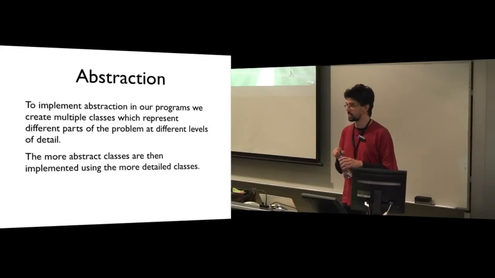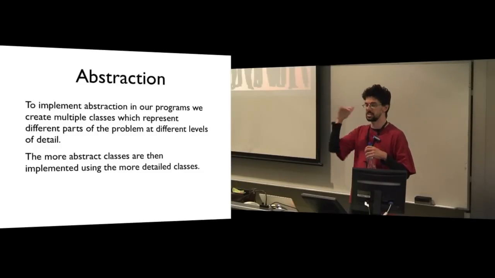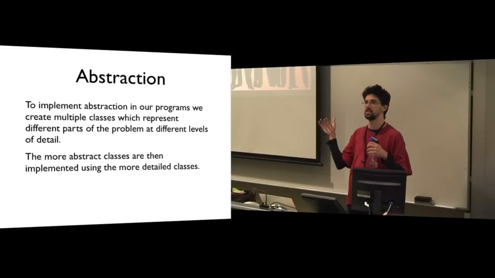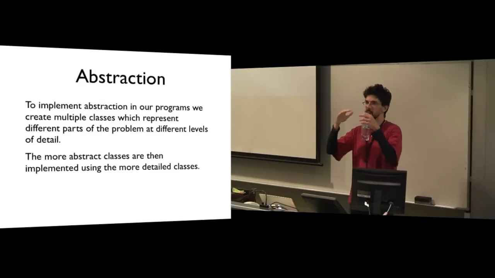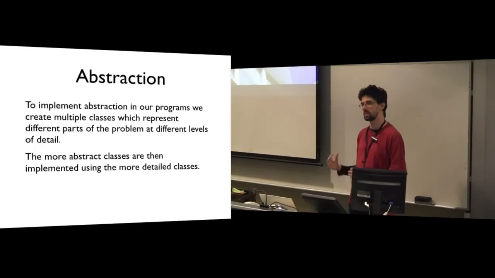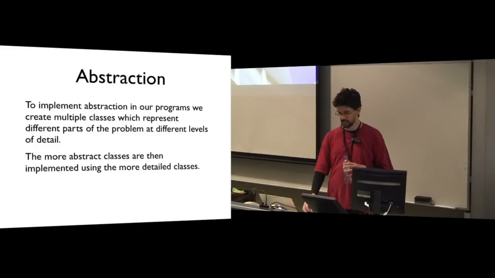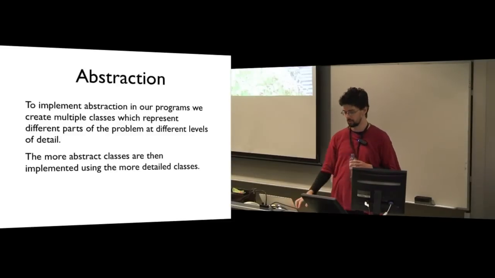So to implement abstraction in our code, we basically are going to be creating multiple classes. And each of those classes are going to exist at different levels of the hierarchy of detail. So the highest classes are going to describe an entire car or something like that. Then that car is going to be made up of other classes which represent individual parts, which are made up of other classes, which are made up of other classes. And then at each level, each class is implemented in terms of the level below.